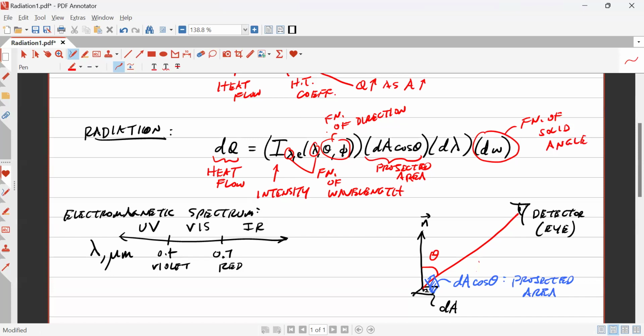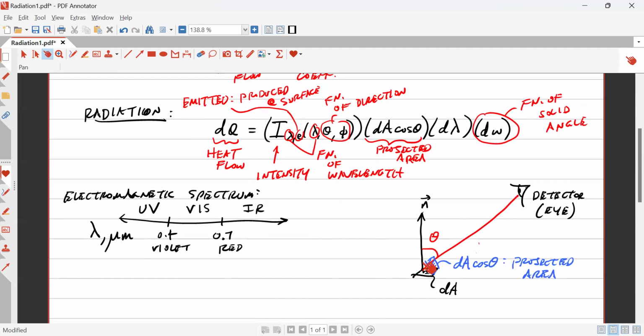The last point before I move on, and we'll talk more about this in the second module, is that E stands for emitted radiation, which means you're producing radiation at a surface. So keep that in mind as we move forward and do a couple of examples. We're talking about radiation being produced at a surface here, and then it's being detected out here.